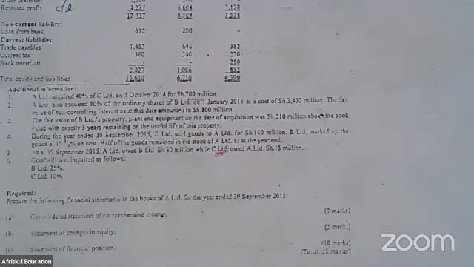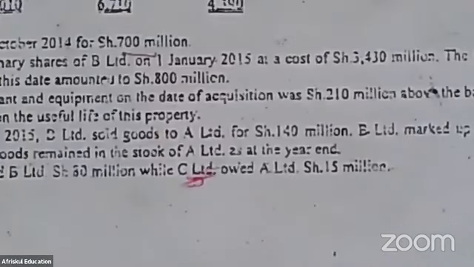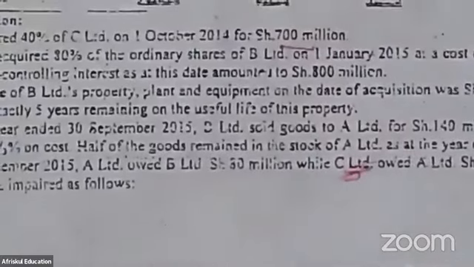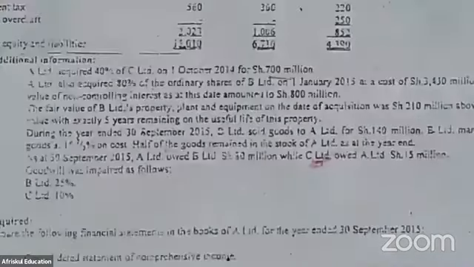Like now in this statement, he has provided the revaluation directly by saying that the fair value of B's property, plant, and equipment on the date of acquisition was 210 above the book value, with exactly 5 years remaining on the useful life. So if the book value was 500, the fair value would be 710. It's above the book value by 210.